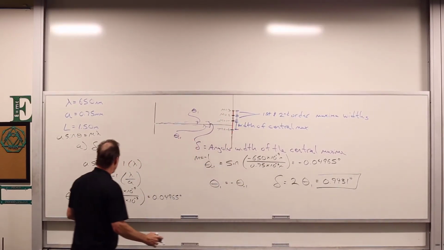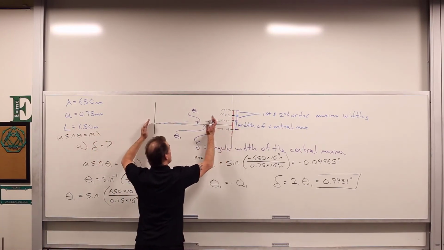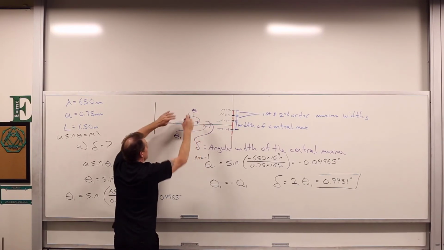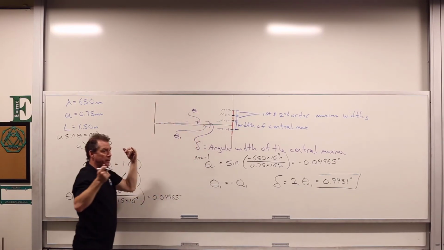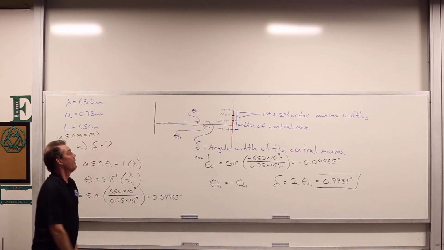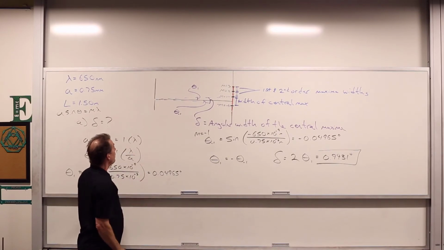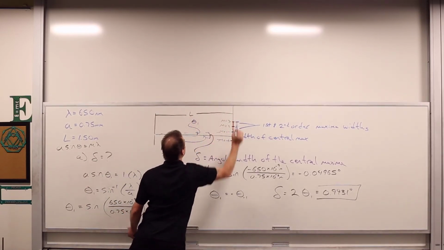Well, that's going to depend on how far away the screen is, right? The closer the screen is, the smaller the distance in between, well, theta 1 and theta negative 1. That's preserved though. The angular width is the angular width no matter what. The linear width depends. So we've got this distance L here, right in here, L right there.